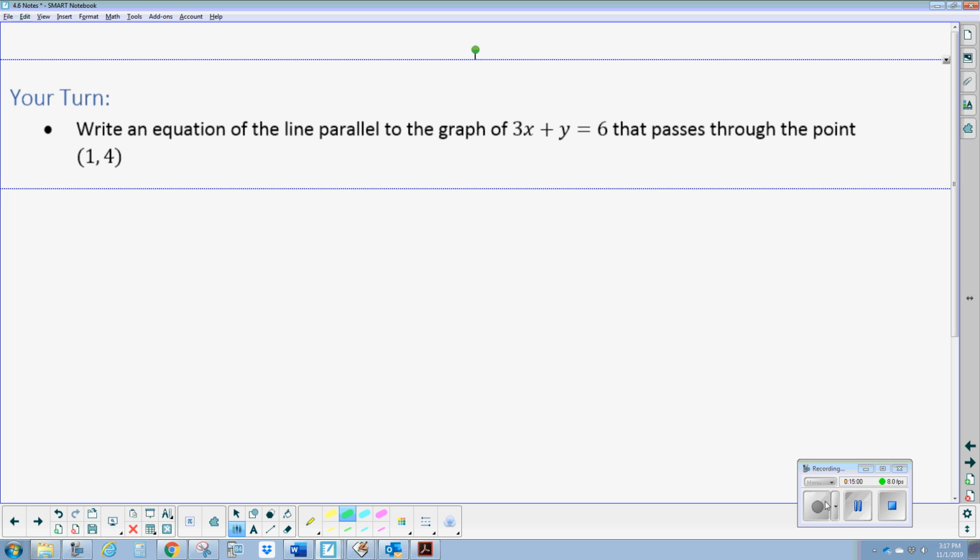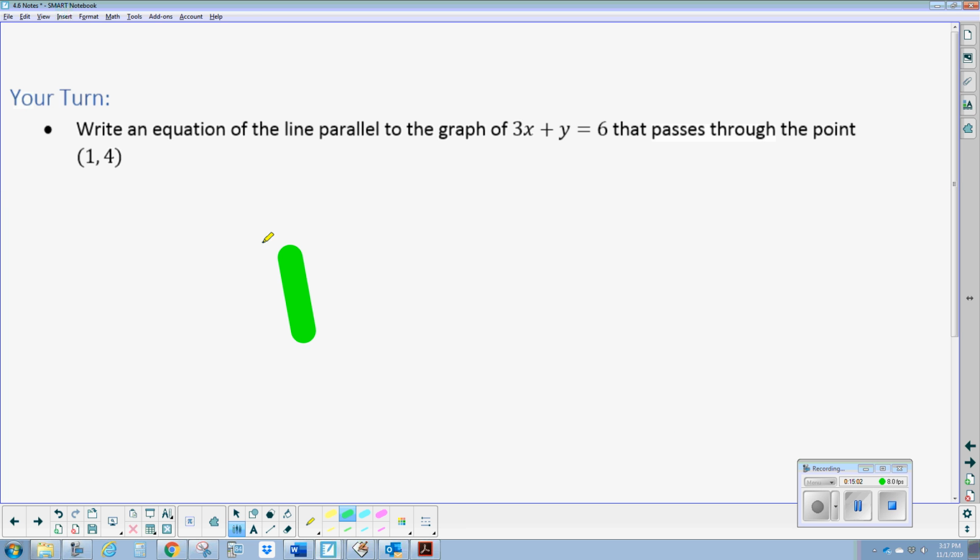Okay, try the second one on your own. You can pause the video while you work, and you can unpause for the solution.